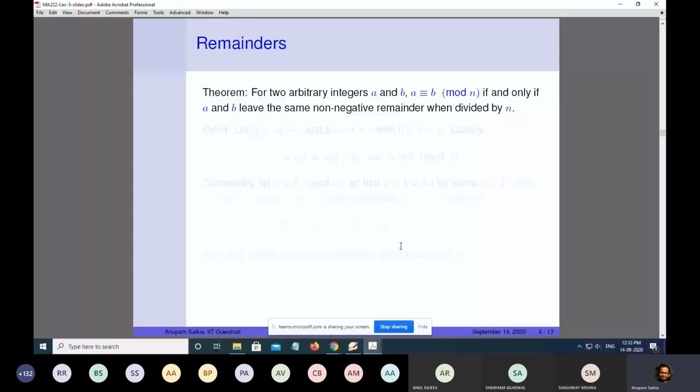So this is quite obvious, but anyway we are giving it the status of a theorem. Two arbitrary integers a and b will be congruent if and only if they leave the same non-negative remainder when divided by n. In other words, two integers are congruent modulo n if and only if they leave the same remainder when divided by n. Why did I say non-negative remainder? Because there are certain cases where we also consider negative remainders, but by default it is the non-negative remainders. If we don't specify, it's basically the non-negative remainder.